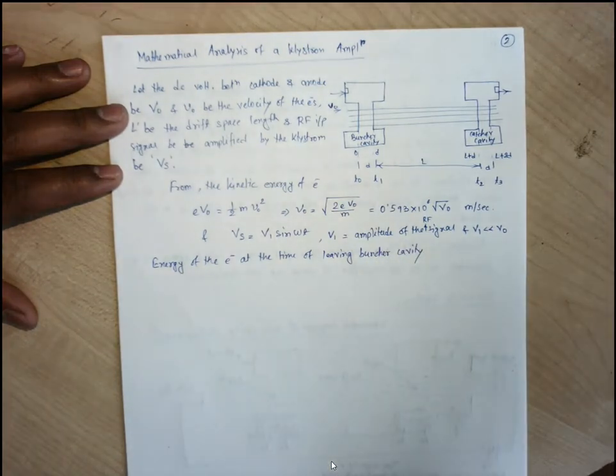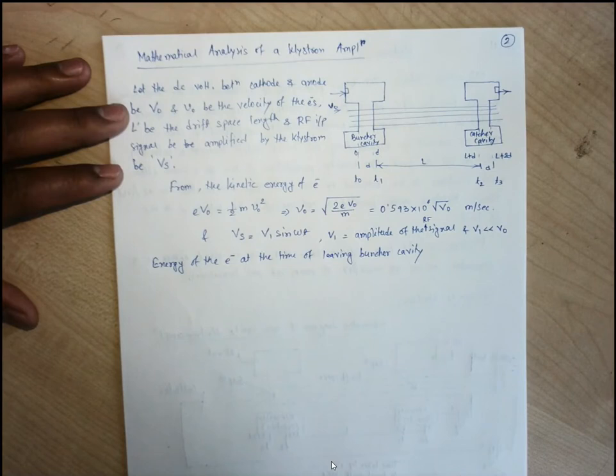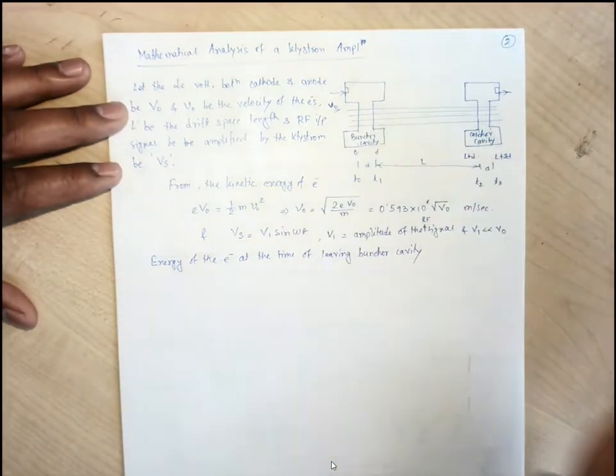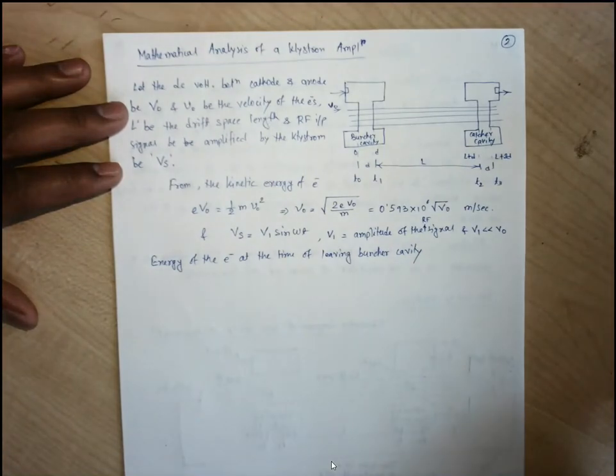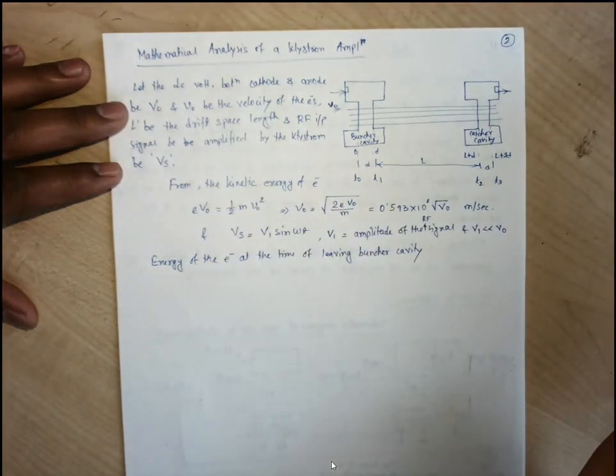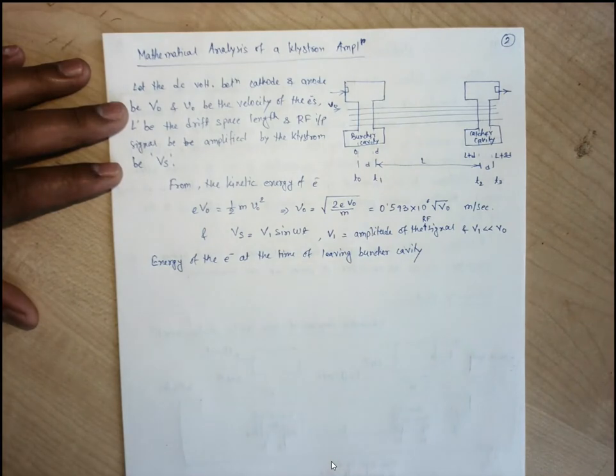So the energy of the electron at the time of leaving the Buncher cavity. When the electrons leave this Buncher cavity, they have already interacted with this RF input. Now after the interaction, the velocity V naught will change. Some will become early electrons, some will become late electrons, and there will also be some reference electrons, but the velocity will not remain the same.